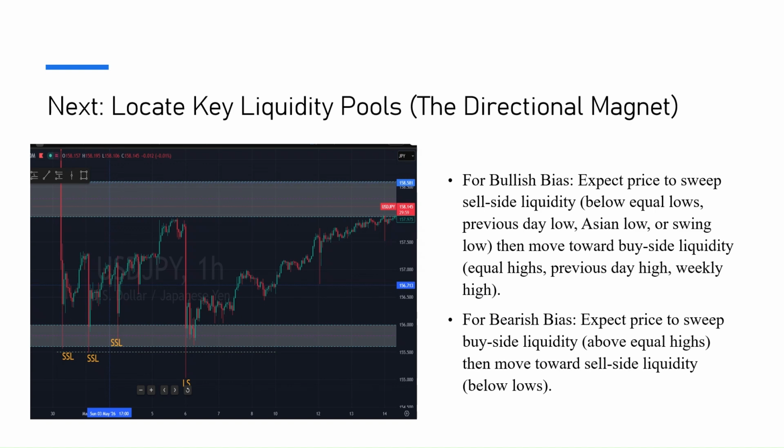So after taking that liquidity, that's where the question you ask is: where is the liquidity? Where does liquidity sit? If I'm looking to buy, liquidity must sit somewhere on the downside of the market. So I begin to seek out those areas where liquidity resides to help me take an entry. So you locate your key liquidity pools, whether in a bullish scenario or in a bearish scenario.